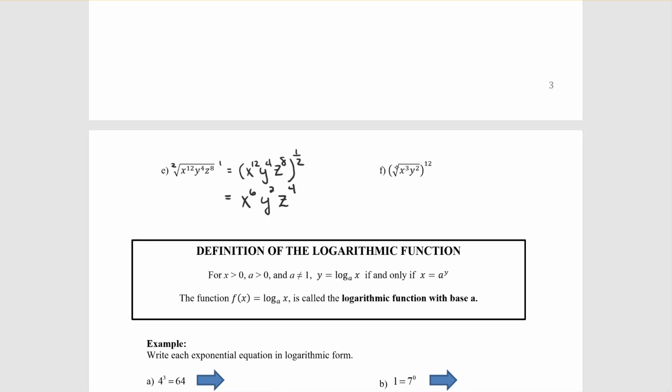Do the same with f. All right, so again, our root is 2, our power is 12. So this is x cubed y squared to the 12/2 power. Or 12/2 is actually 6. And then raise everything to the 6th power. So that becomes x to the 18. Multiply the powers together, y to the 12. All of these have positive exponents, so there's no need to cross the line and change the sign with them.